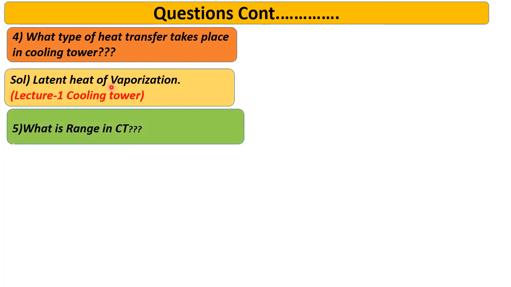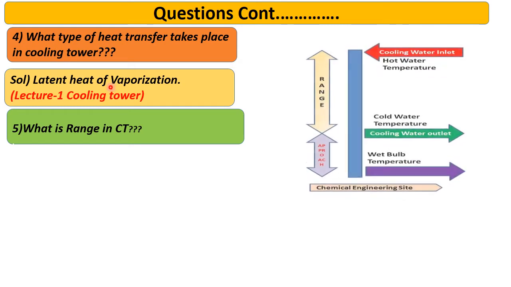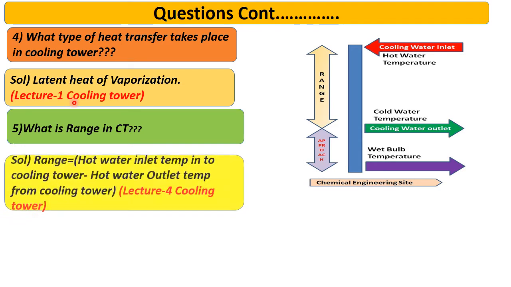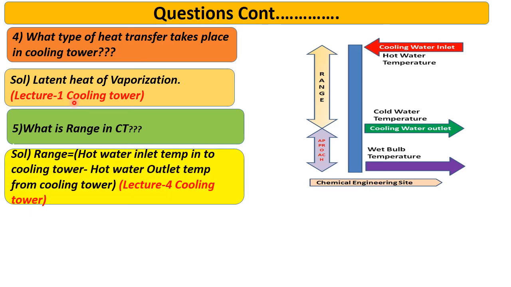Next is, what is range in cooling tower? Friends, I have told you earlier that range is basically the temperature difference between the hot water that is coming into the cooling tower minus the cold water that is going out of the cooling tower. So friends, range is basically the difference of the hot water inlet into the cooling tower minus the cold water that is going out of the cooling tower. I have covered that in detail in my lecture 4 of cooling tower.